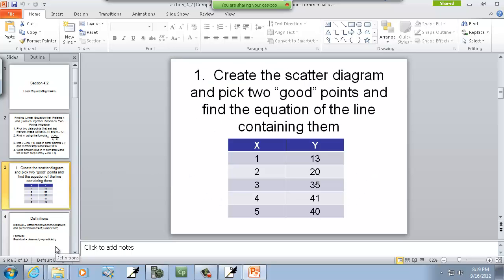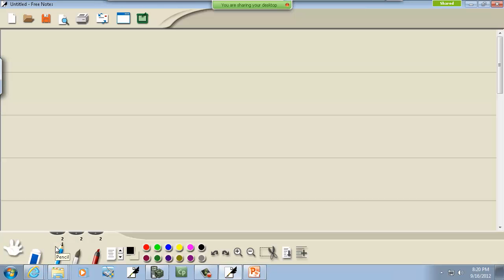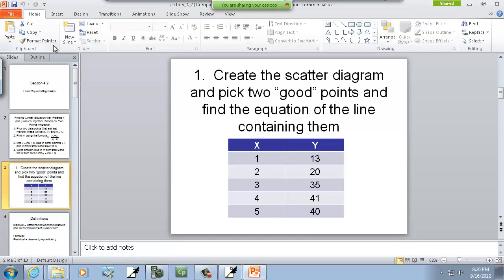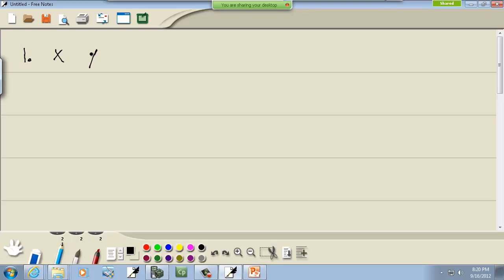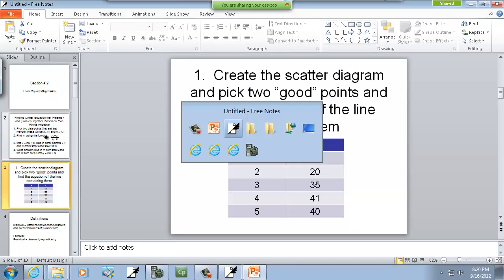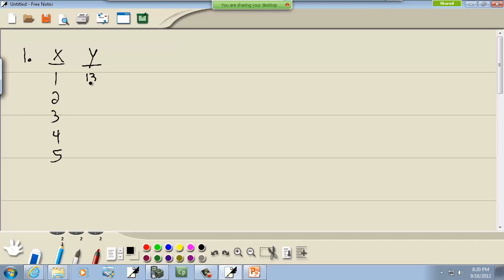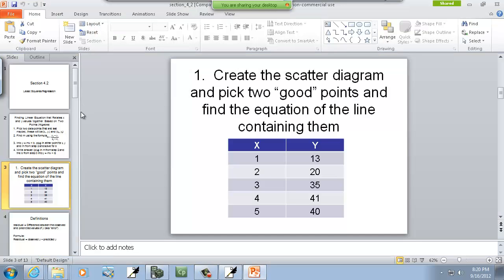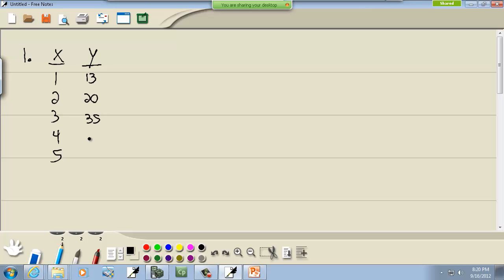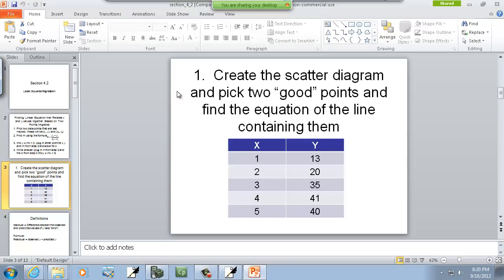Let's take a look at this first problem. Okay, so we got x and y. x is 1, 2, 3, 4, 5, and y is 13, 20, 35, 41, and 40. And the first thing it says is, create a scatter diagram, pick two good points, and find the equation line between them.